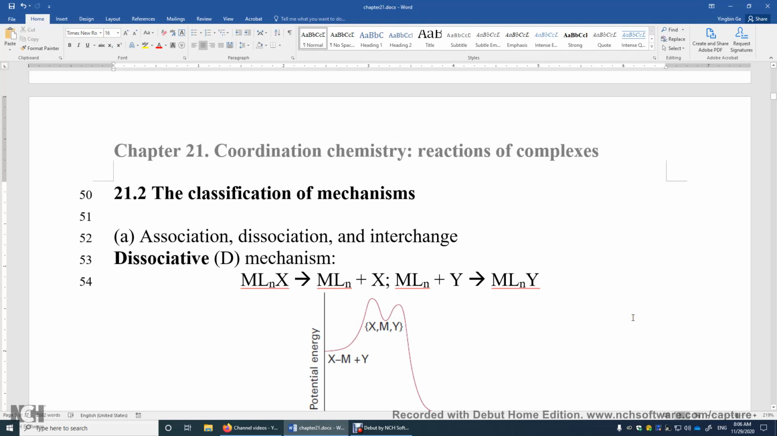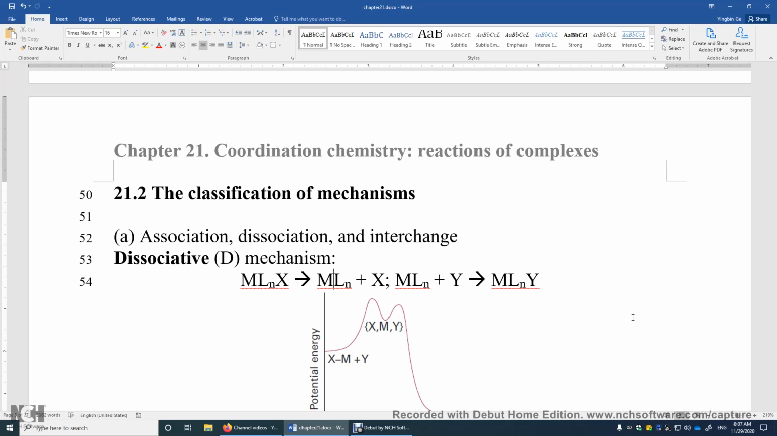Section 21.2. The classification of mechanisms. Subsection A. Association, dissociation, and interchange. In this subsection, I will introduce you to three different types of mechanisms for the ligand substitution reactions: dissociative, associative, and interchange mechanisms.